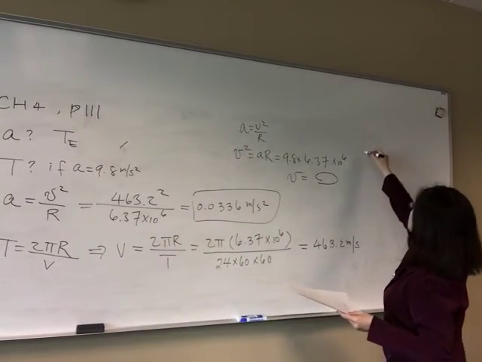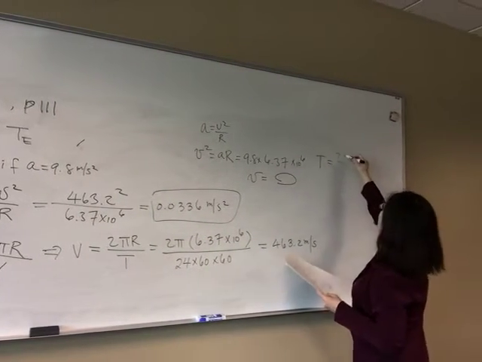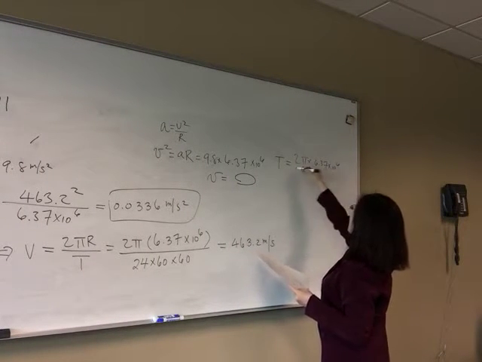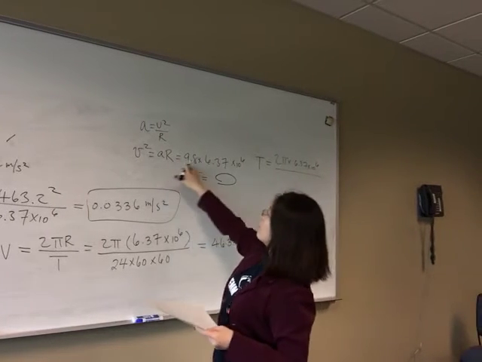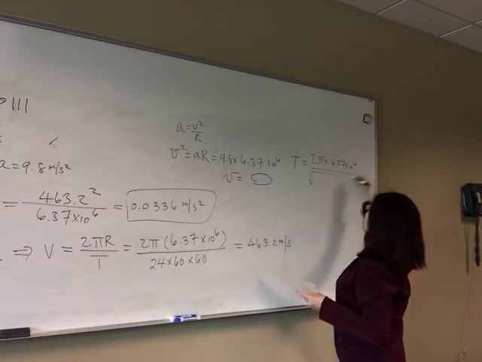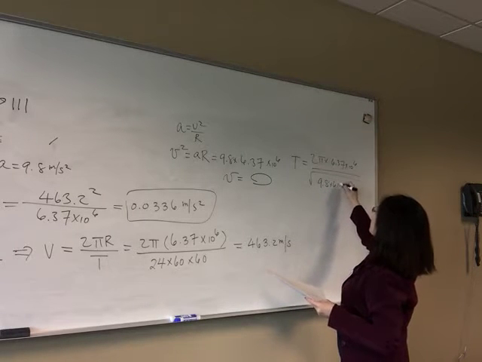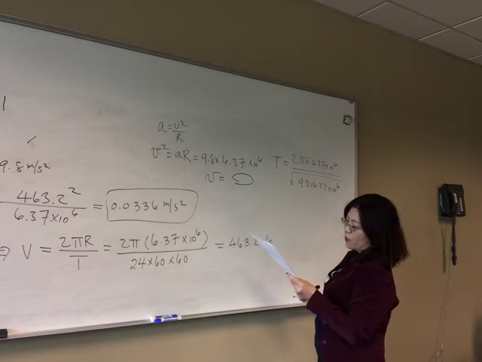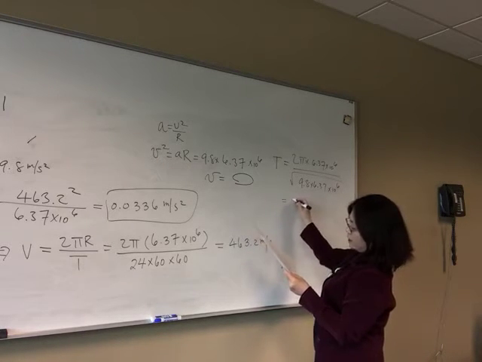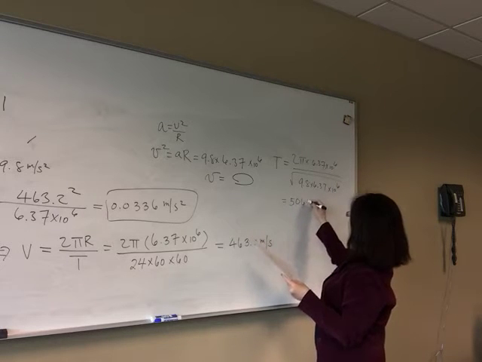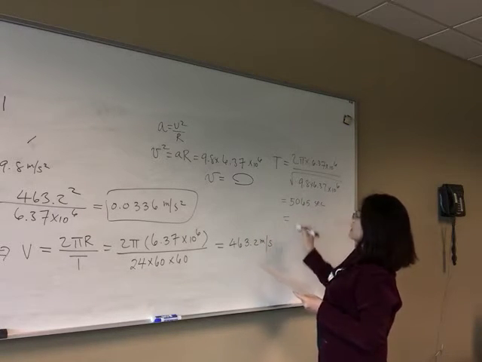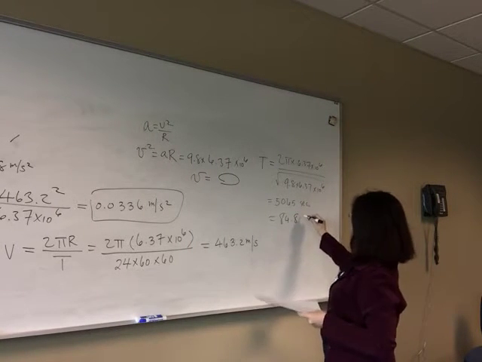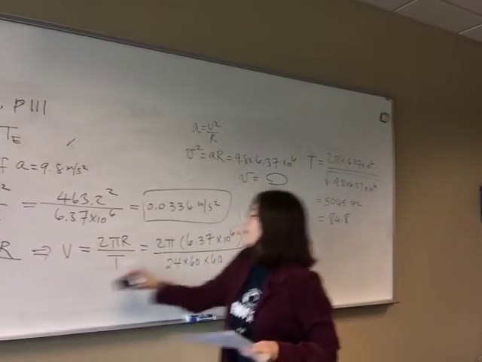So your period is basically equal to 2 pi r. So okay, let me just actually copy it down. 2 pi r over your v, and your v here is the square root of 9.8 times this value. So after you do the calculations, you will find that your period is about 5,065 seconds. So in minutes, you should get 84.4 minutes.